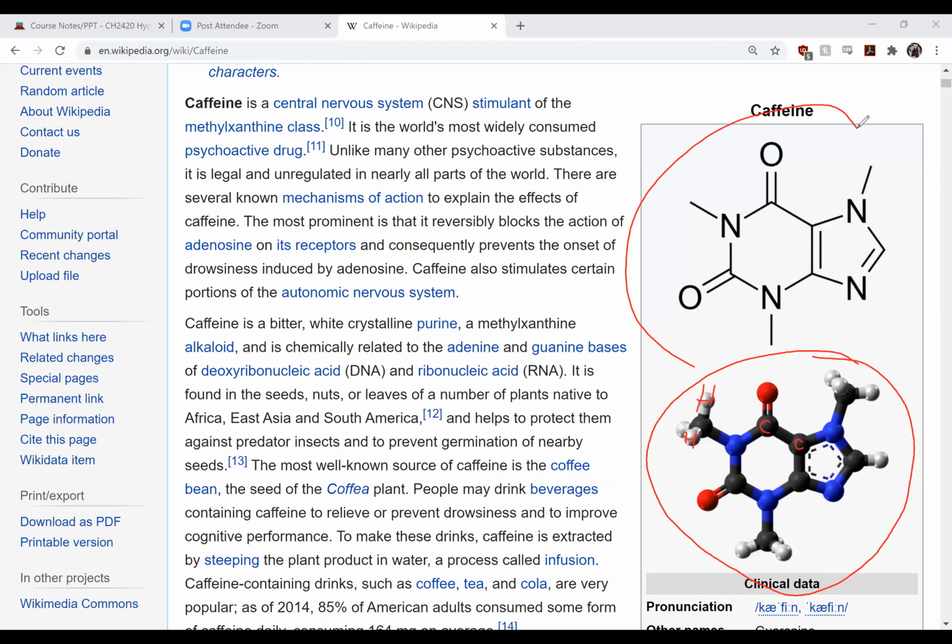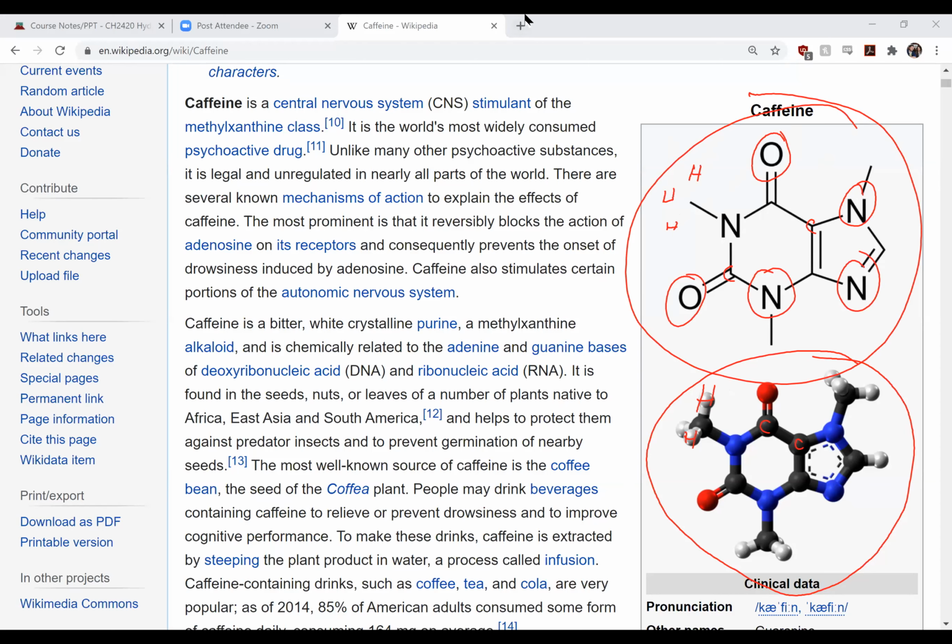So a skeletal structure is where we just use lines, and the only letters you put in are things that are not carbon. And I'll say hydrogen, but sometimes you do have to put hydrogen in. In a skeletal diagram, we don't put in any carbons or hydrogens. We do put in functional groups or special elements, but it saves a lot of time.